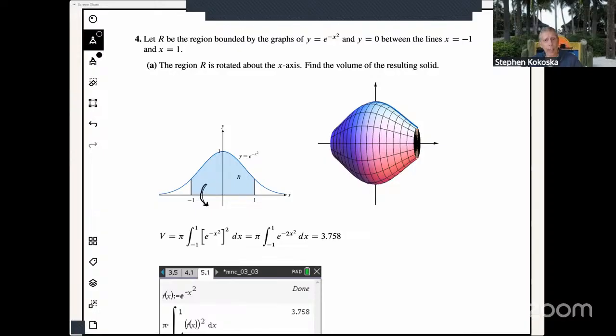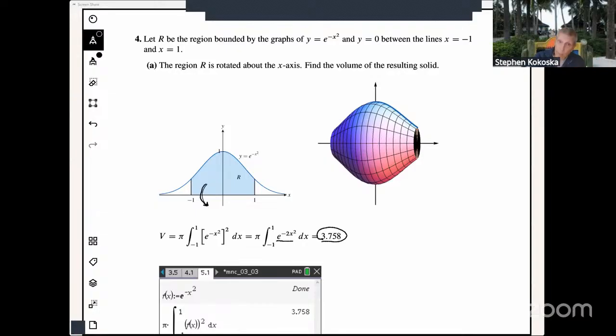And how do we find this? This is going to be pi times a definite integral from -1 to 1. The function e to the minus x squared, quantity squared. I can do a little bit of simplification here. And let's see, I think this integrand becomes this, and I'm going to plug that into my calculator for a 3.758. There are some other ways that we could attack this if you really wanted to.